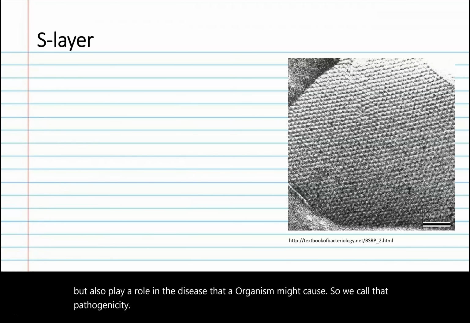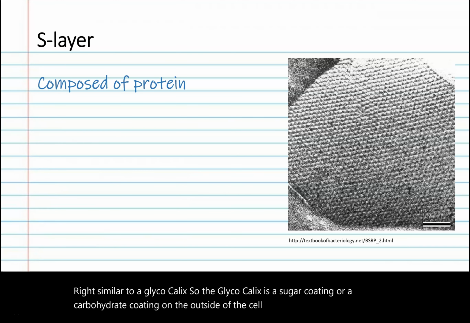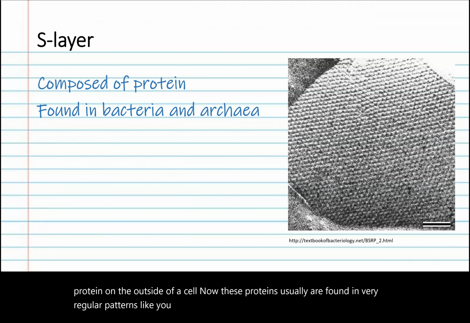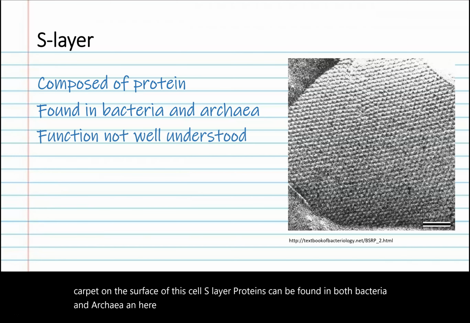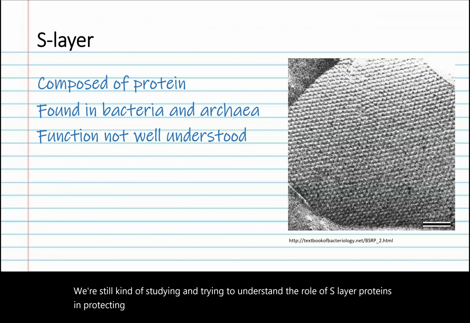All right, similar to a glycocalyx, so the glycocalyx is a sugar coating or a carbohydrate coating on the outside of a cell. The S layer is a coating of protein on the outside of a cell. Now, these proteins usually are found in very regular patterns, like you can see in this picture. It almost looks like a little carpet on the surface of this cell. S layer proteins can be found in both bacteria and archaea. And here, the function of them is not fully understood. We're still kind of studying and trying to understand the role of S-layer proteins in protecting cells. We do think that they're involved in adherence.